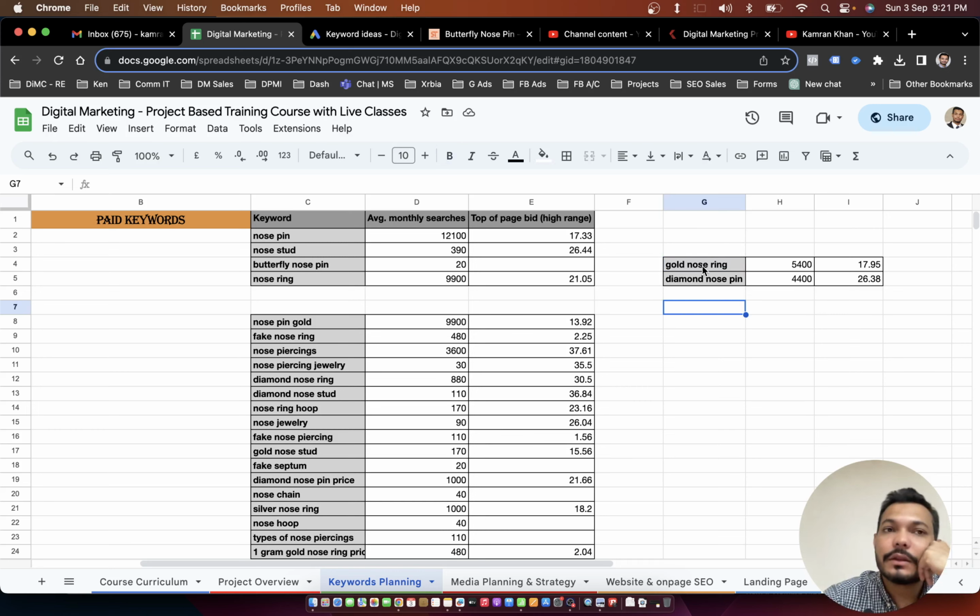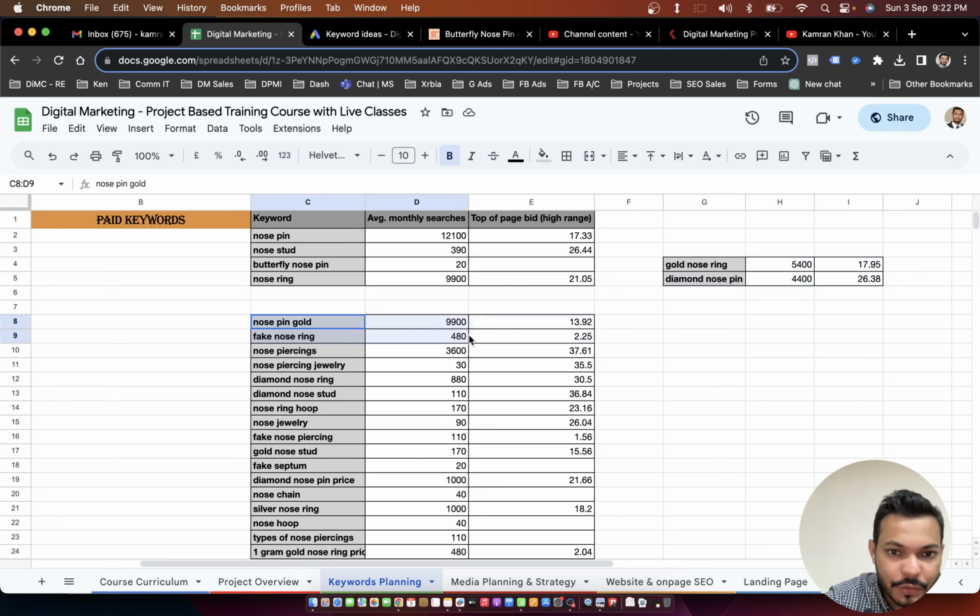In fact, if you think that your product is really attractive and people who are looking for gold and diamond pins can also buy your product, then you have no problem. You can choose, or you can keep these keywords in the keyword planning too. But for a while, let's keep this keyword aside.